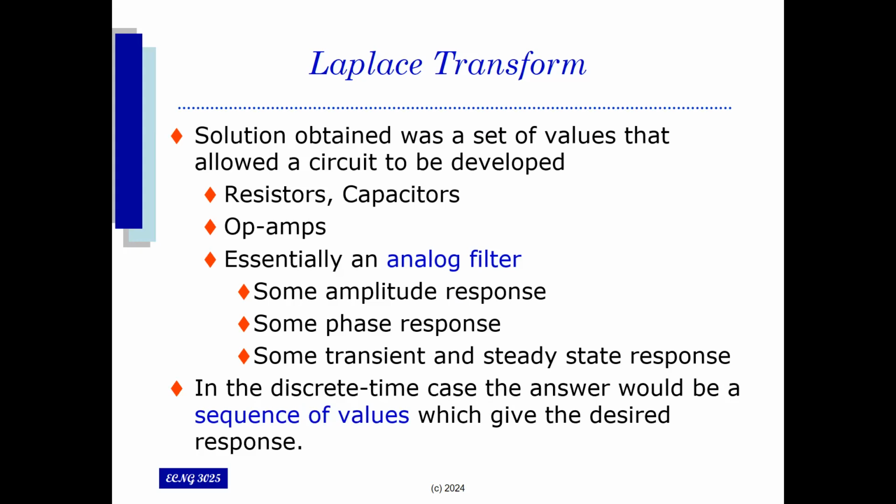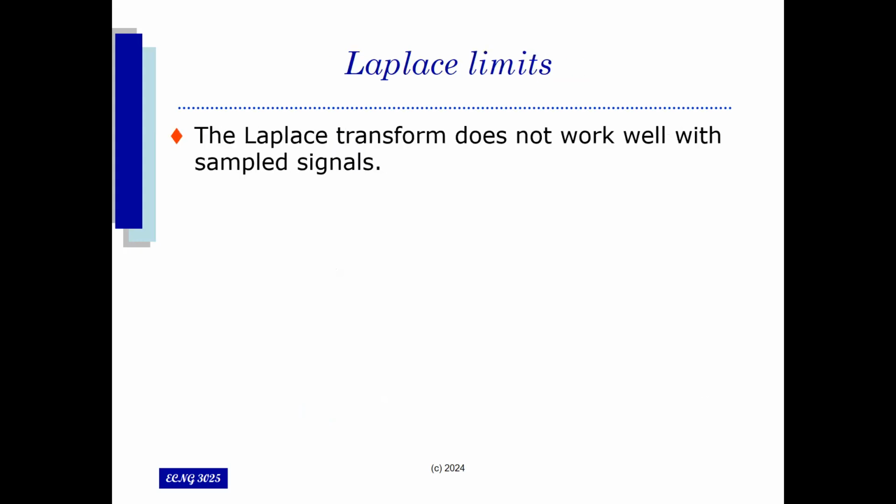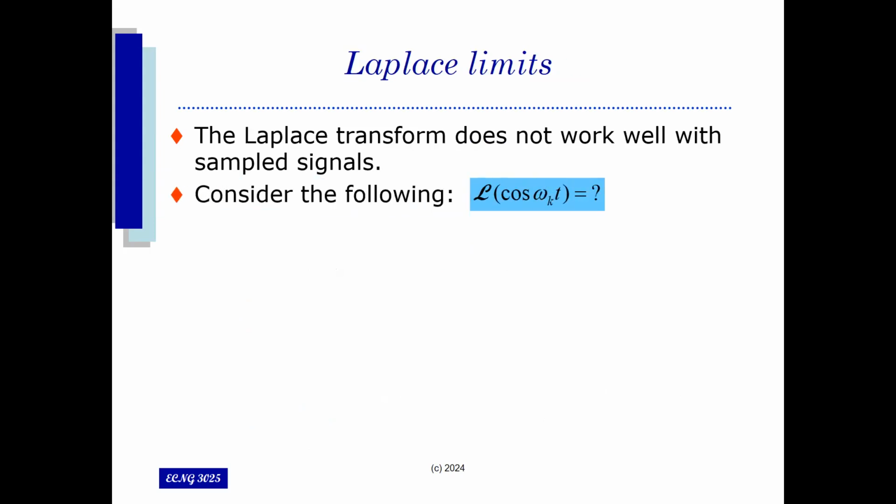In the case of the discrete time system, the answer that you get, as we saw, when you input into a discrete time system, is a set of numbers coming out, or a sequence of values. The thing about it, and we mentioned this before, is that the Laplace transform doesn't work well with sampled signals. And why, we'll just recall briefly what happens.